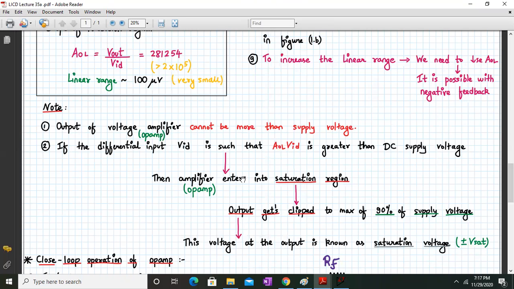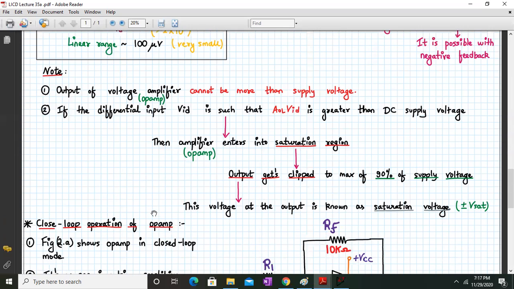Now next, if the differential input VID is such that AOL into VID is greater than the DC power supply, then the op-amp will enter into saturation region. So that means, if my differential input is making this product greater than the power supply, then the op-amp will definitely enter into saturation region, and the output waveform will get clipped to maximum 90% of the supply voltage. Let's say it was supposed to give you 15, it starts clipping at 14. That's the meaning of it.